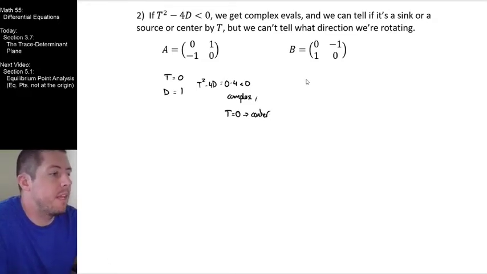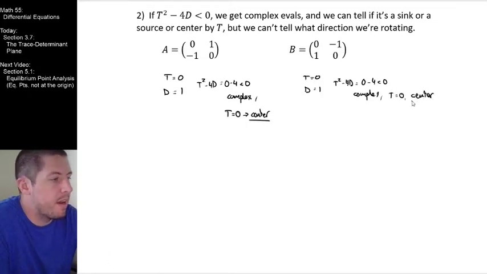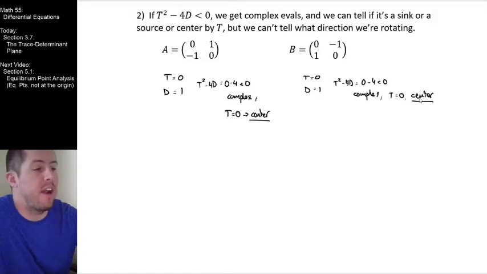Over here, I'm seeing that our trace is 0, and that our determinant is going to be 0 minus negative 1, so it's positive 1. So t squared minus 4d is 0 minus 4, which is less than 0, so we're complex. And I go to look at my trace, and my trace is equal to 0, so we are a center. Again, they're both centers. That's what I'm seeing right here. But the question is, what direction are they rotating? To check the direction of rotation, I can just check the vector at any one point.